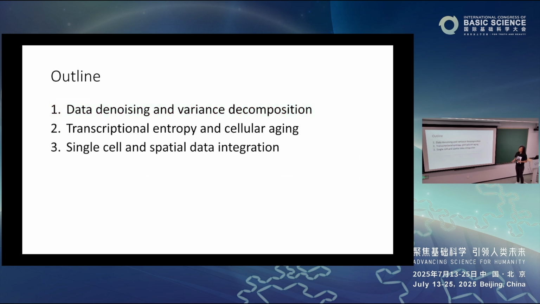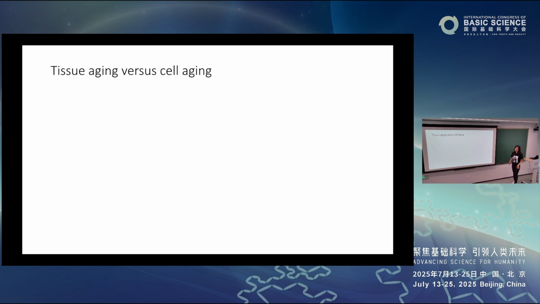Next, let's talk about transcriptional entropy and cellular aging. It's been 7 years since we finished that work and submitted the paper. We didn't know that it would take this turn, so this was quite a serendipitous discovery. I'll tell you where this comes from. In order to appreciate this work, you have to look at what we mean by cellular aging.